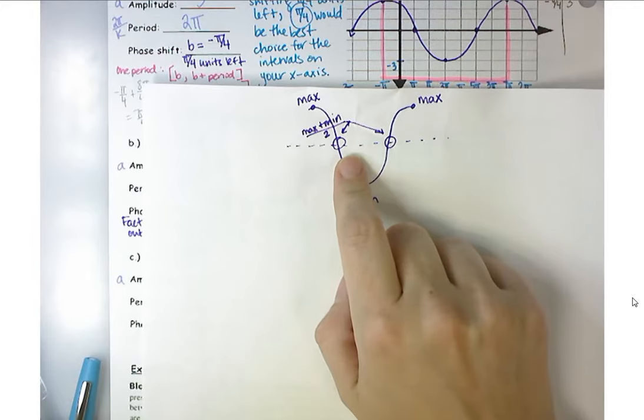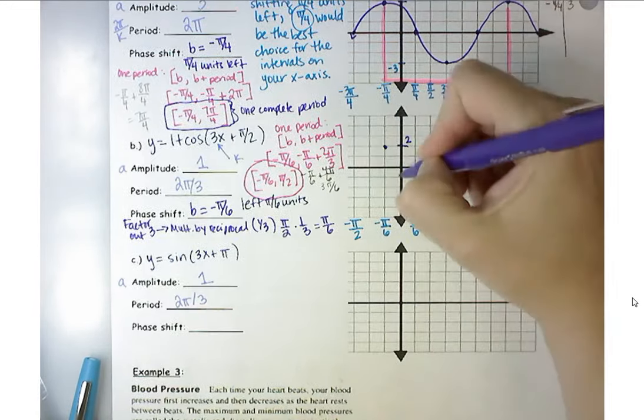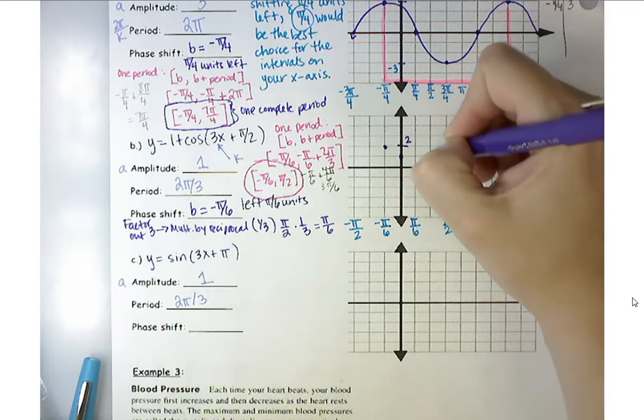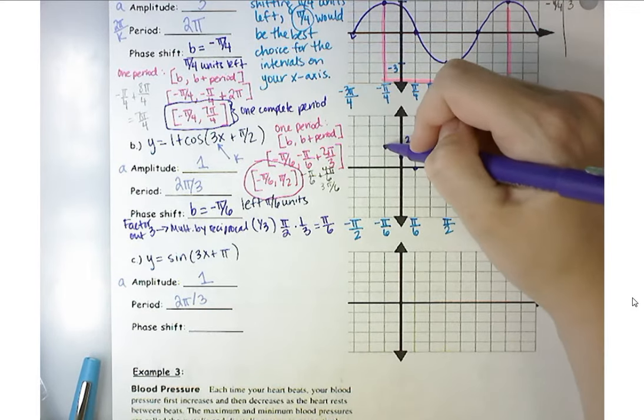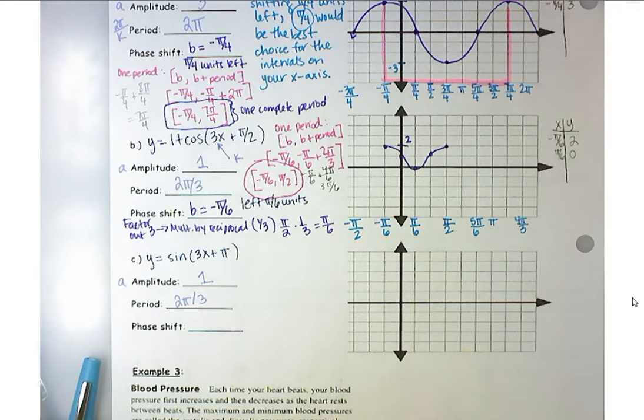So what's the middle point between 2 and 0? 1, right? 2 plus 0 is 2. 2 divided by 2 is 1. So if this is 2 units, this will be 1 unit, and this will be 1 unit. And then can you guys see how this is the shape of your cosine graph? If you wanted to box that in now, you could do that.